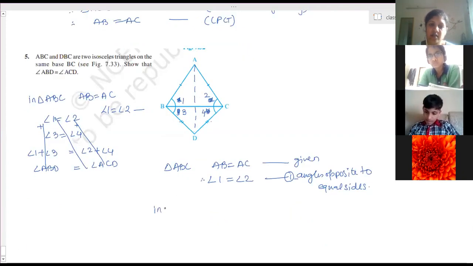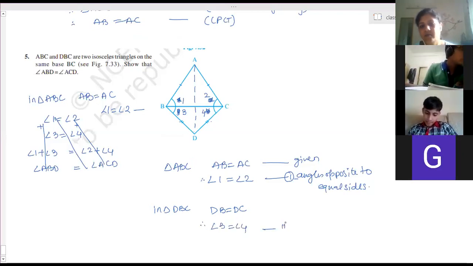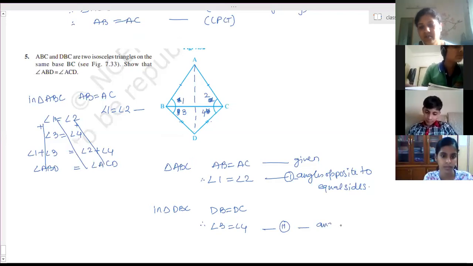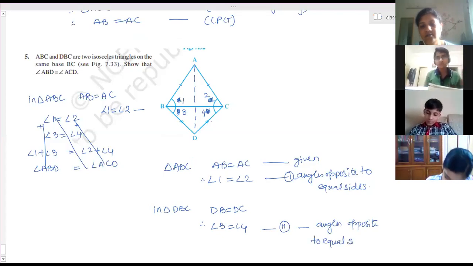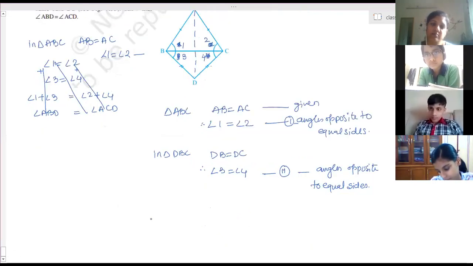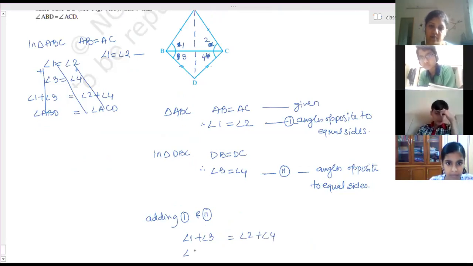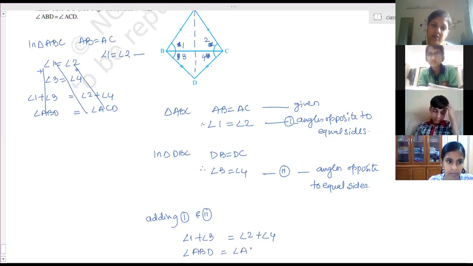Then in triangle DBC, DB is equal to DC. So therefore, angle 3 is equal to angle 4. Equation 2, same reason: angles opposite to equal sides. Adding 1 and 2, angle 1 plus angle 3 is equal to angle 2 plus angle 4. Angle ABD is equal to angle ACD.